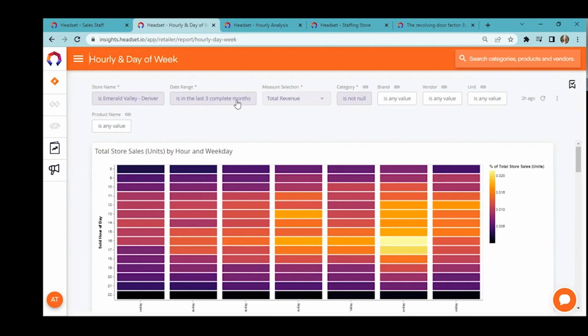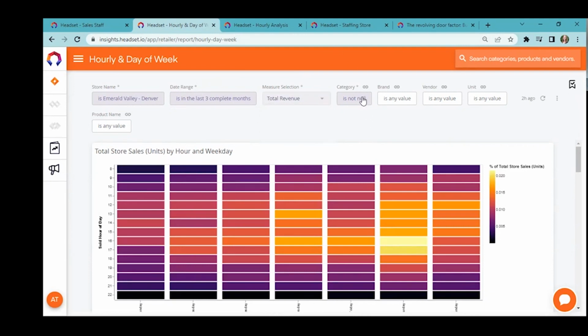We have our date range here. I'm just going to look at the last 3 complete months for all of our dashboards that we're going to go over today, but you can adjust that to whatever makes sense for you. And then measure selection. So we can either look at it by total revenue, which I think makes the most sense for hourly and day of week, but you could also look at it by unit or profits. So if you want to see what this means in terms of how many units are sold per hour of day, you can do it that way too.